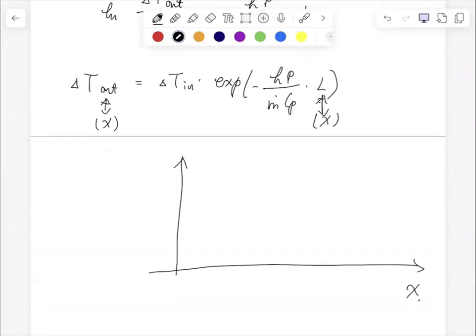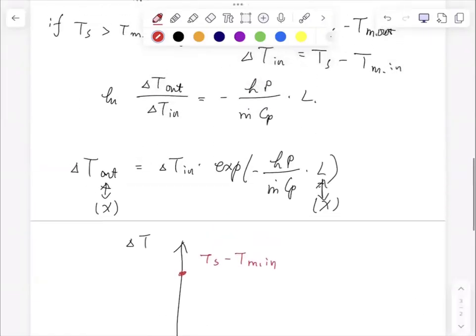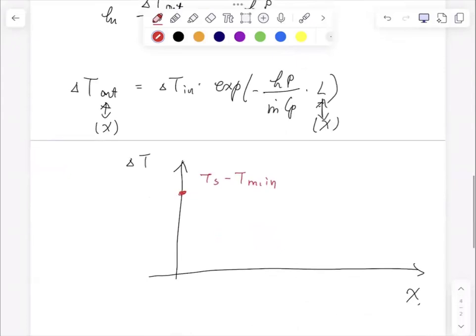Okay, so if we plot it, we'll see this is X, and then this is the delta T. At the beginning, it will be greater. That will be the surface temperature minus the inlet mean temperature. And then it will decay exponentially.